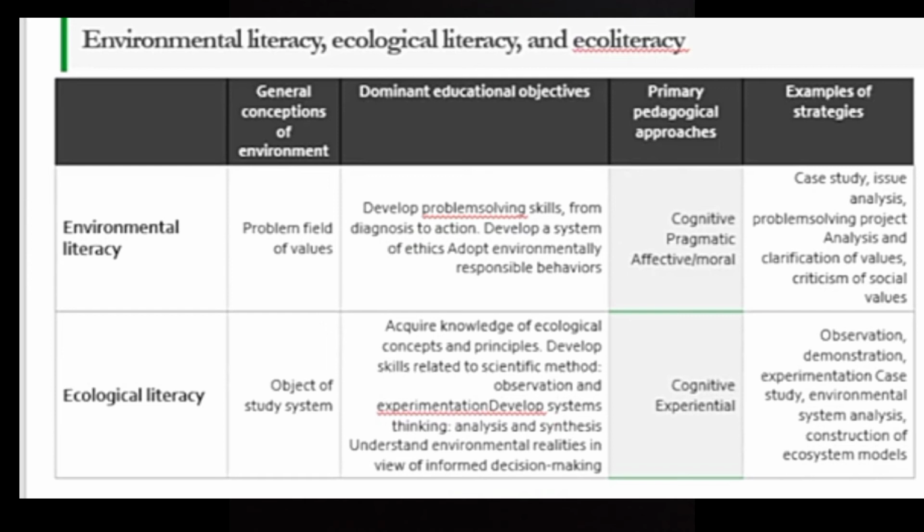Second one, we have the ecological literacy. So we have here the object of study, system. Next, to acquire knowledge of ecological concepts and principles, develop skills related to scientific method, observation and experimentation, and also to develop system thinking, analysis, and synthesis. Understand environmental realities in view of informed decision making. That is very important. And we have here the cognitive and the experiential. And the examples of this are the observation, the demonstration, the experimentation, the case study, the environmental system analysis, the construction of ecosystem models.